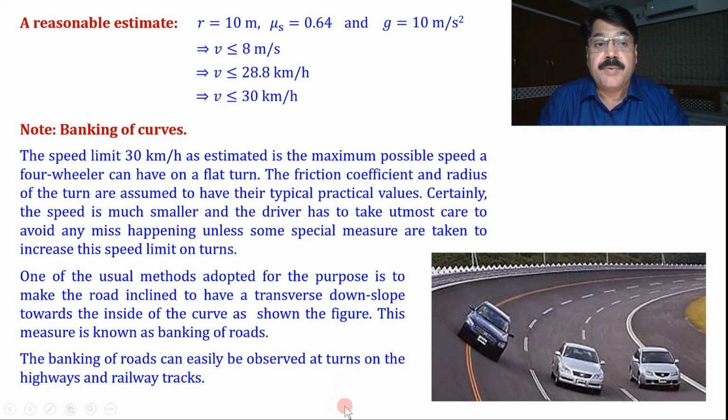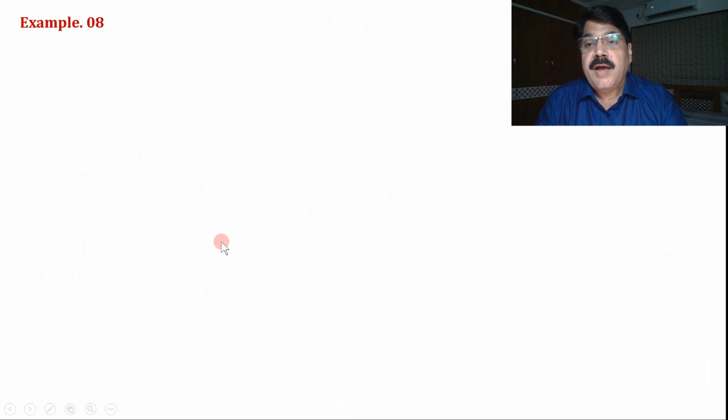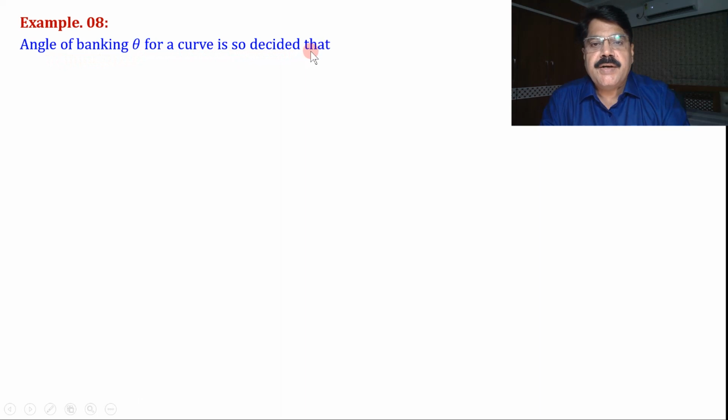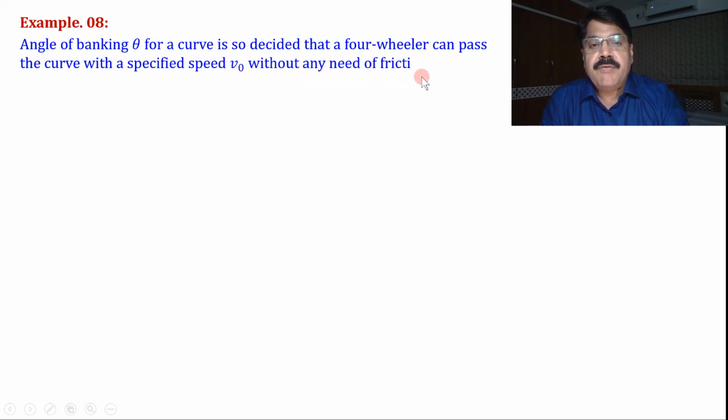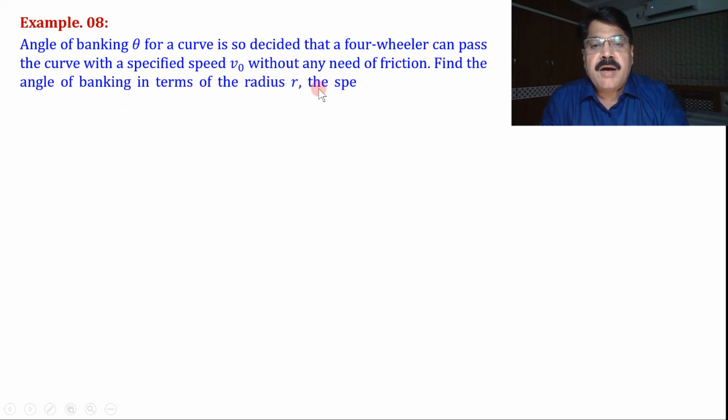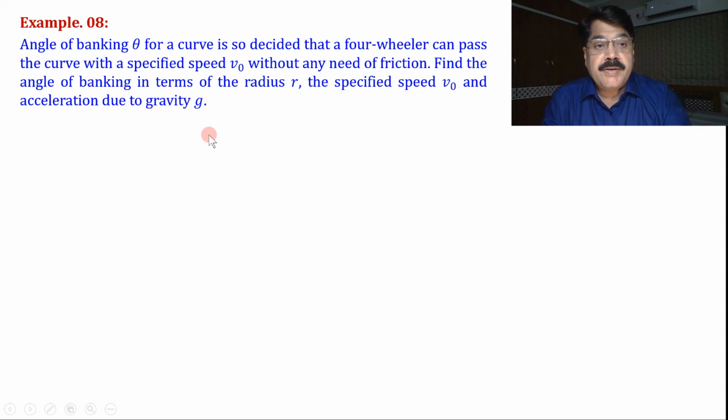Now, in the further example, we try to analyze this banking. Example 8. The angle of banking theta for a curve is so decided that a four-wheeler can pass the curve with a specified speed v0 without any need of friction. Find the angle of banking in terms of the radius r, the specified speed v0, and acceleration due to gravity g. Actually, the angle of banking is decided for a particular speed if there is no friction.